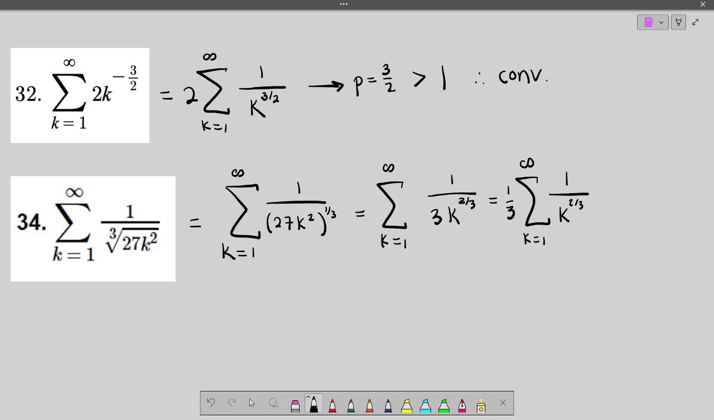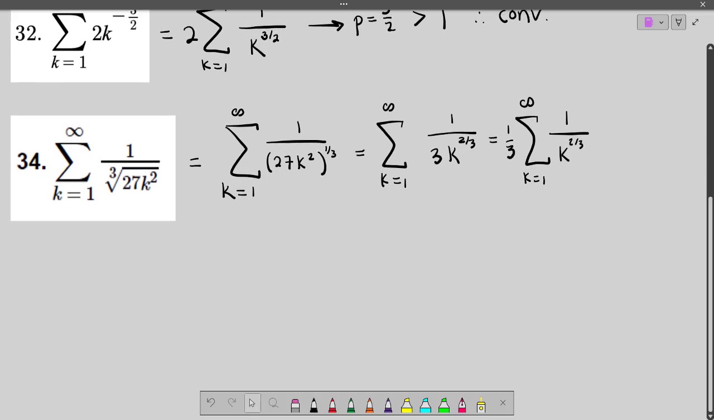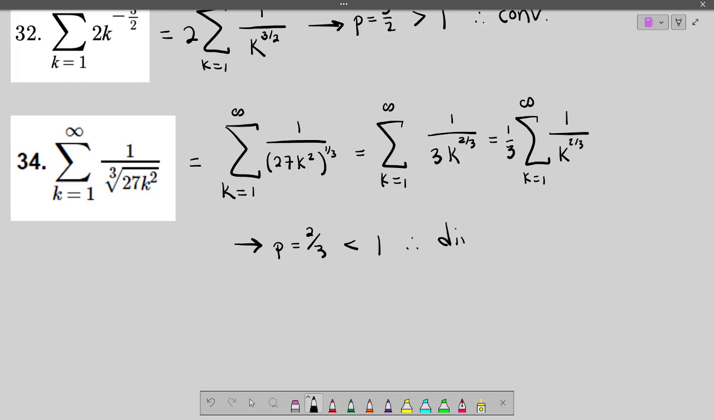Now, the constant can factor out to the front. Now we have a constant times a p-series. Let's identify p. P will equal 2/3. It's the power on k as long as k is in the denominator. Compare this to 1. Less than 1. So therefore diverge. So p-series, bigger than 1, converge, less than 1, diverge.